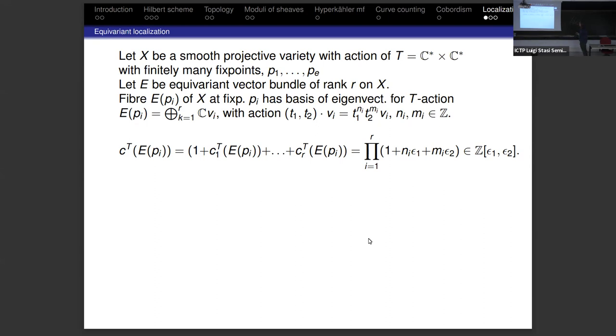And the eigenvalues are powers. If we apply t1, t2 in the torus to it, they are powers, they are monomials in t1, t2. So we get one monomial.